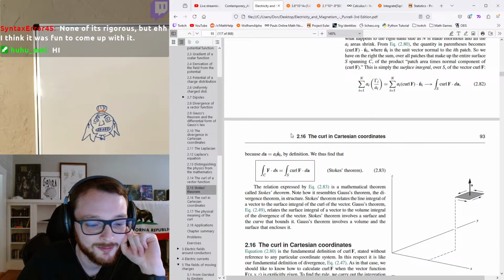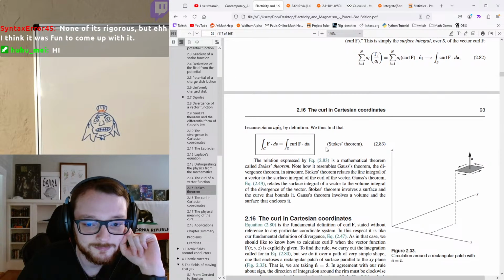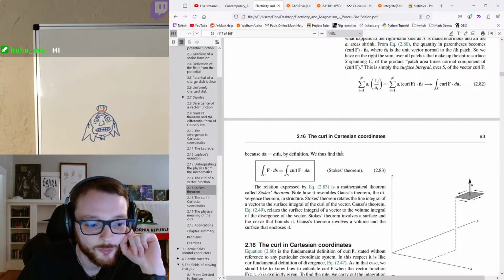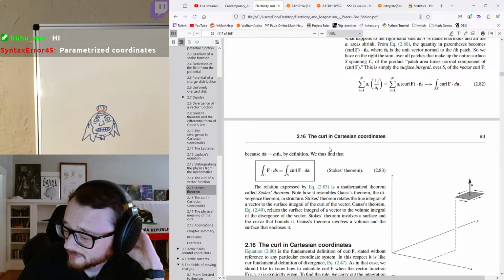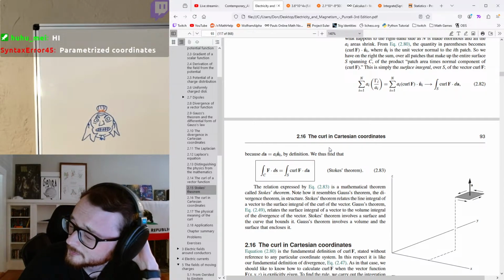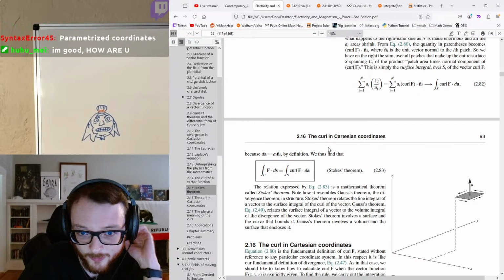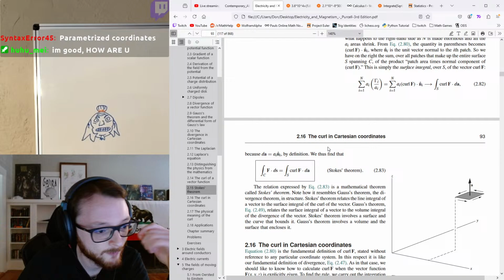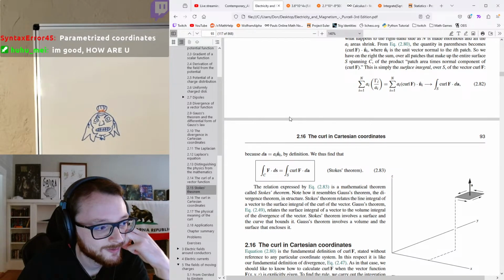Hey, how are you? Parameterized coordinates. That would do the trick. And it's possible to find the area inside of a loop of a parameterized curve, right? It should be. I'm doing good too.